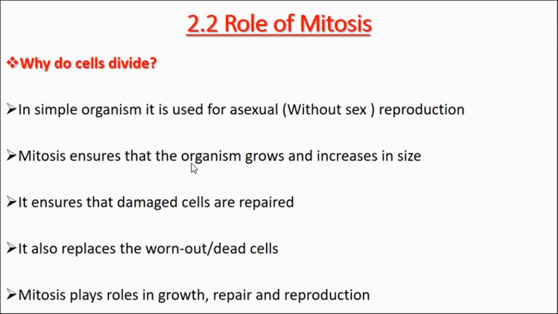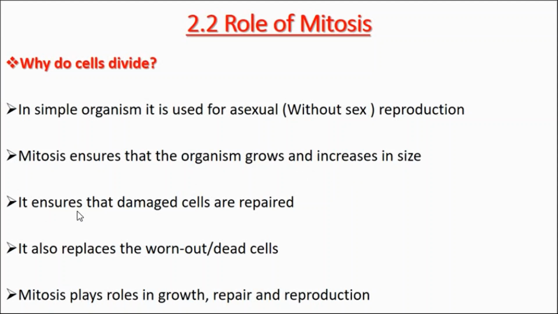Mitosis also ensures that the organisms grow and increase in size. So all organisms are born small, they grow, they grow, they grow, they become teenagers, they become adults. All of that is through mitosis. So mitosis allows us to grow into teenagers. It allows us to grow into adults.